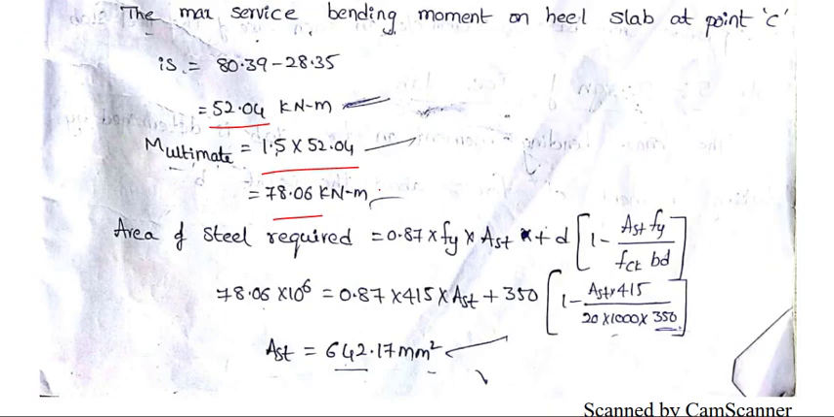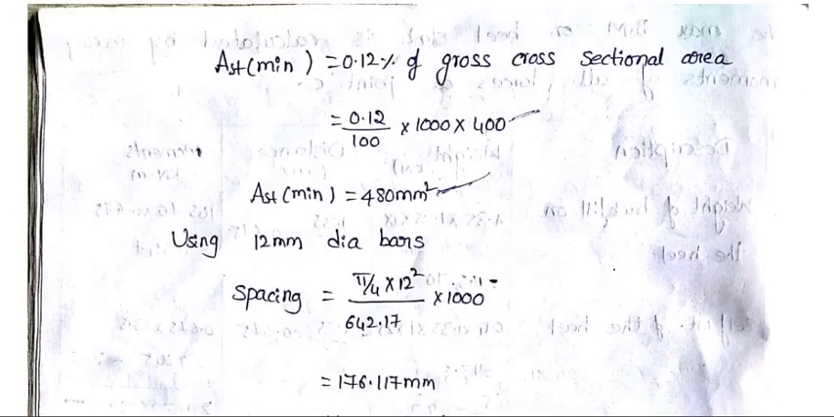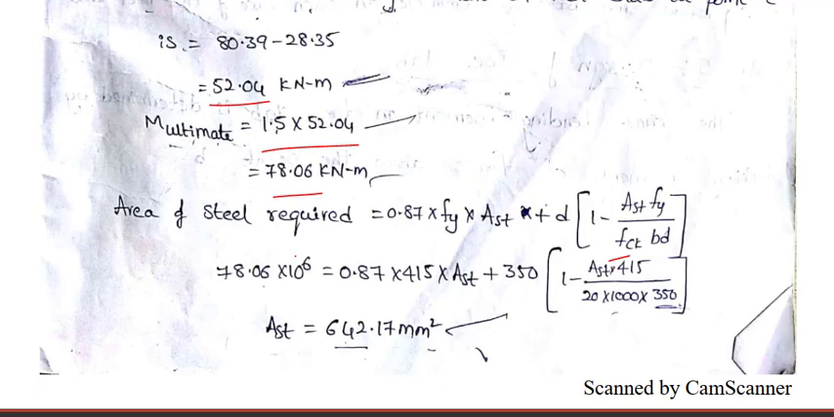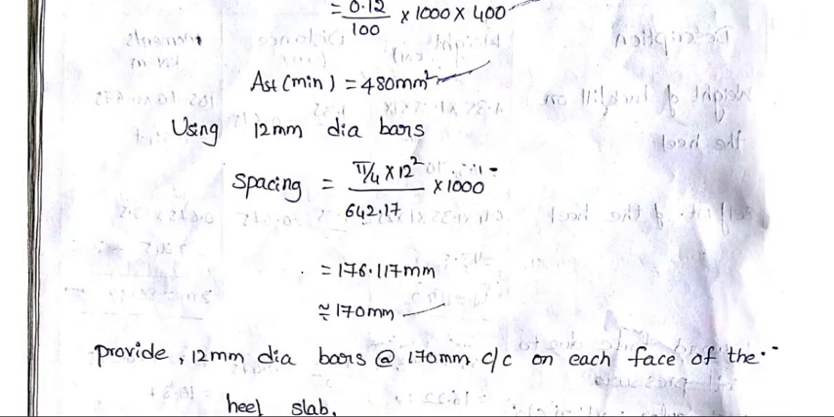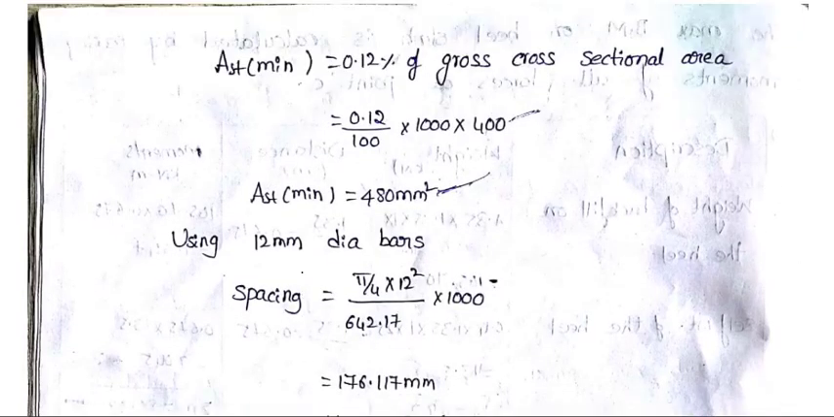Again follow the same procedure similar to the previous one, stem. So 0.87 fy Ast into d, 1 minus Ast fy by fck b d. We all know every value now except Ast. So what is the Ast we need to provide to resist this 78.06 kilonewton meter? 642.717 mm square.